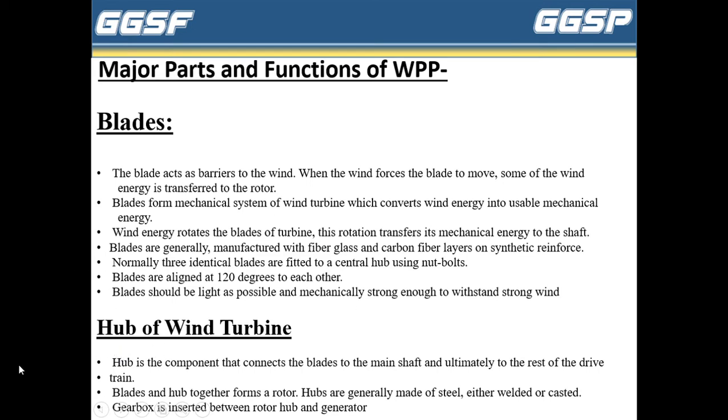Then what is meant by the hub of a wind turbine? The hub is the component that connects the blade to the main shaft and ultimately to the rest of the drivetrain. Blades and hub together form a rotor. Hubs are generally made of steel, either welded or cast. The gearbox is inserted between the rotor hub and the generator.